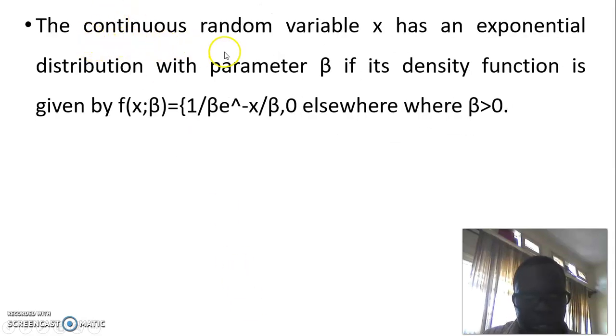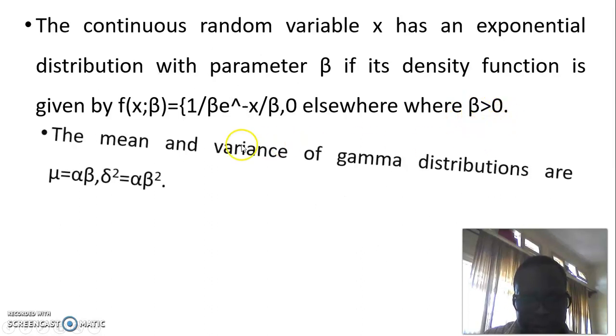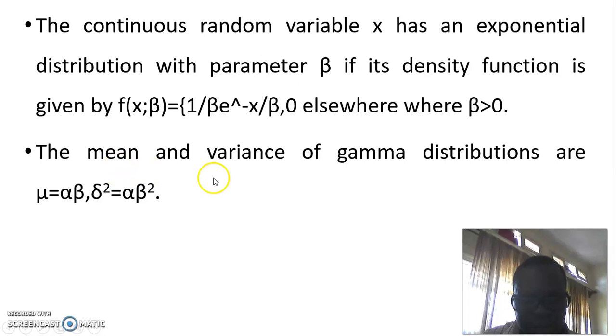The continuous random variable x has an exponential distribution with parameter beta if its density function is given by 1 over beta e to the power negative x over beta, or 0 elsewhere, where beta is greater than 0.